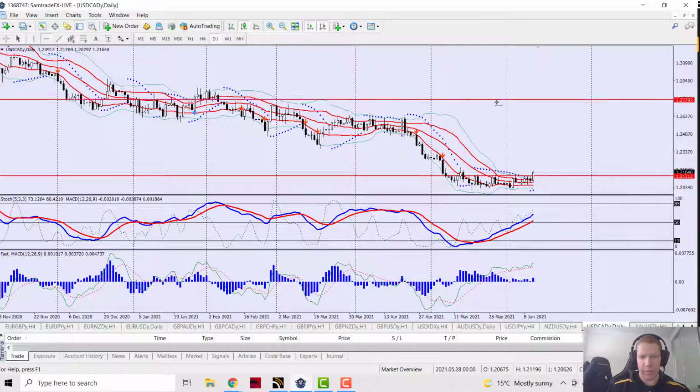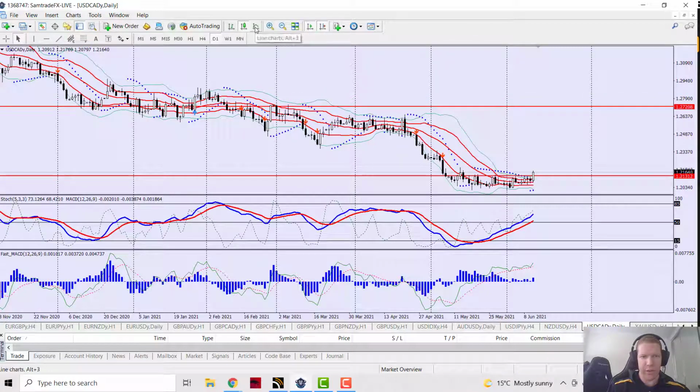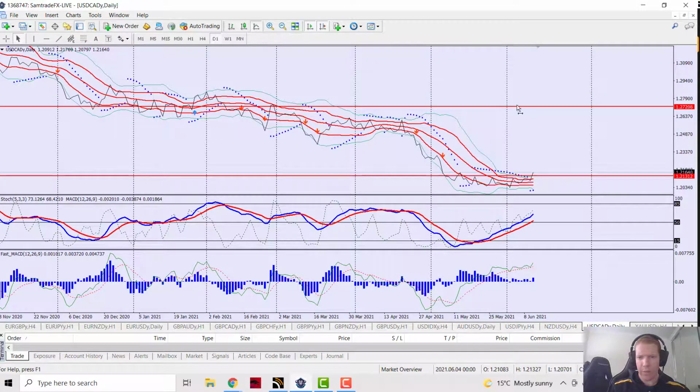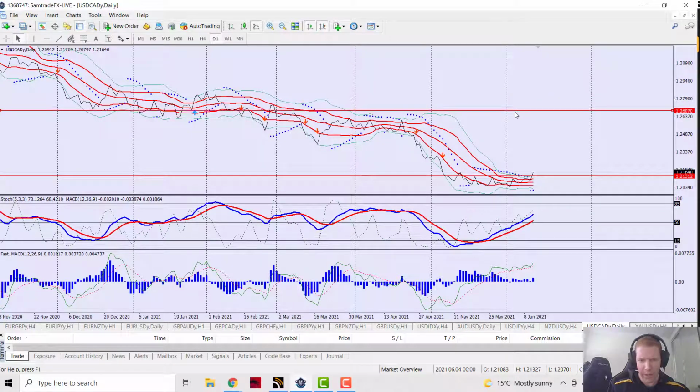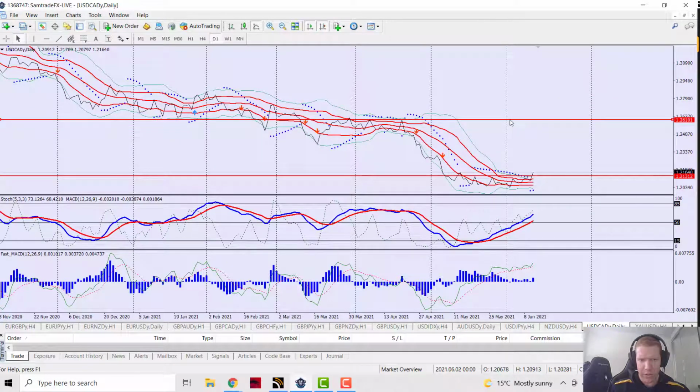If I draw it in, what I like to do is I get the line chart and we see the close. The close of the candle is what matters, and that's what the line chart shows. So we've got 126. If I just get the candles back, it's a lot of room actually.